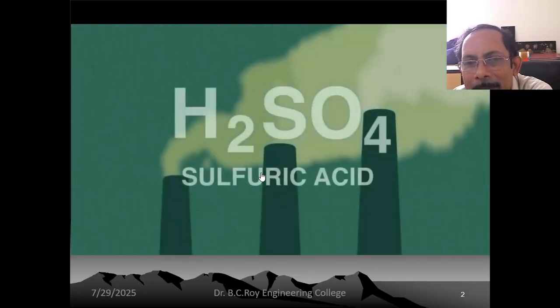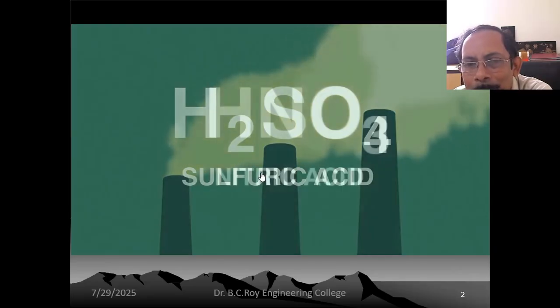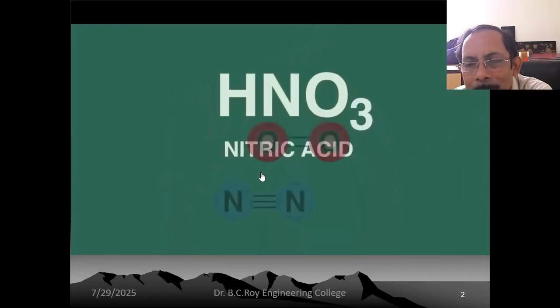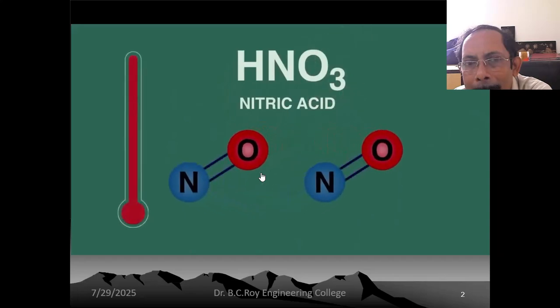Sulfuric acid and nitric acid are both strong acids. Sulfuric acid arises from burning fossil fuels containing sulfur. Nitric acid arises from the combustion of atmospheric oxygen and nitrogen in the high temperature conditions in the cylinders of petrol and diesel engines.